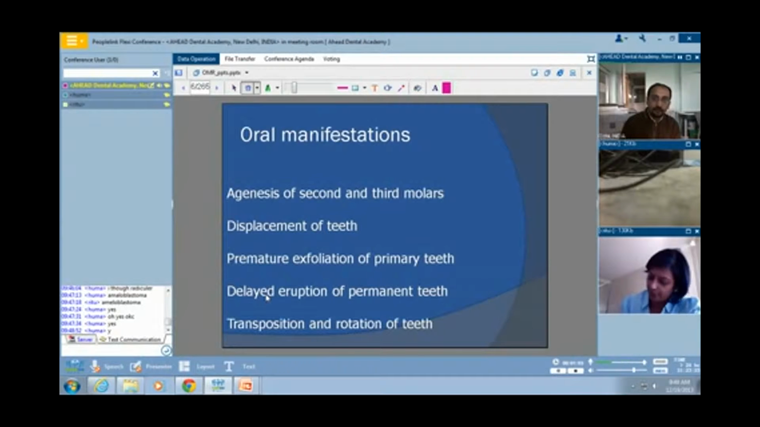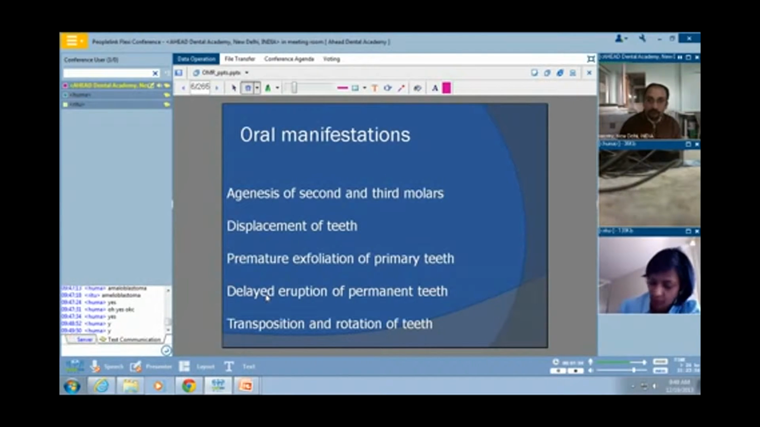By anterior displacement, I mean, supposing these are the multilocular radiolucencies in the posterior mandible, the teeth will actually be pushed towards the symphysis menti or towards the anterior mandible. Cherubism represents the only condition in which the teeth are displaced anterior. Is it clear? Now, by displacement of teeth, I mean generally anterior displacement.